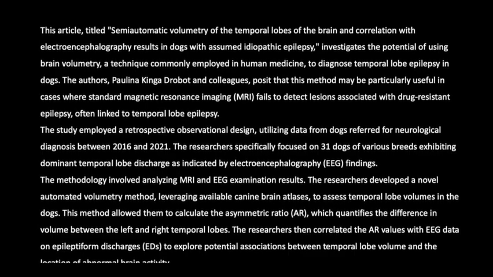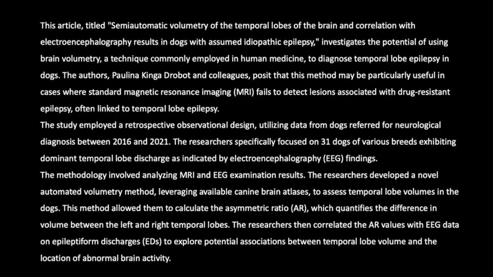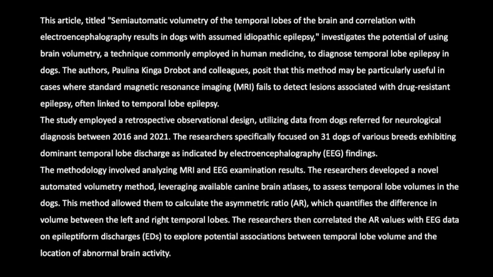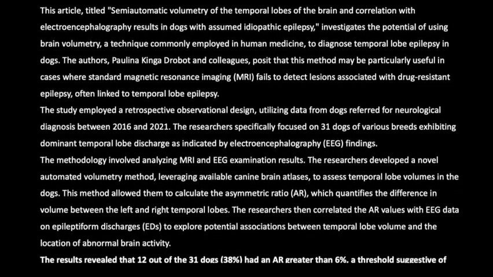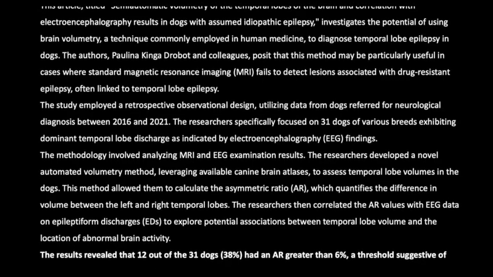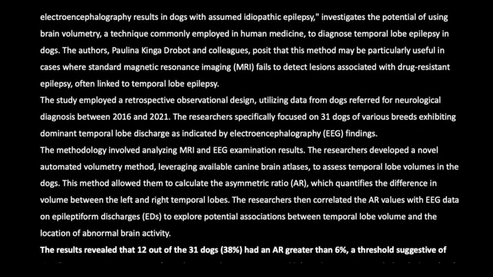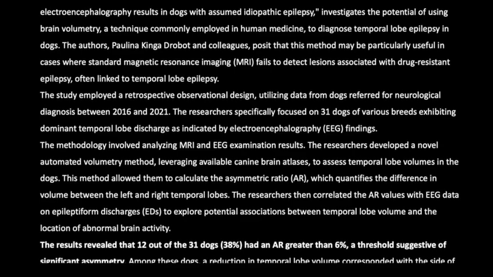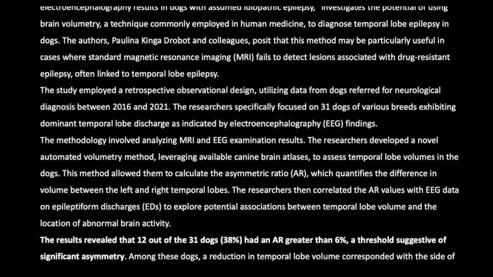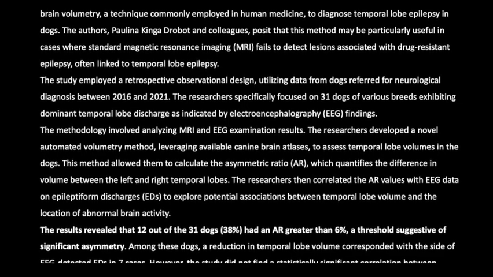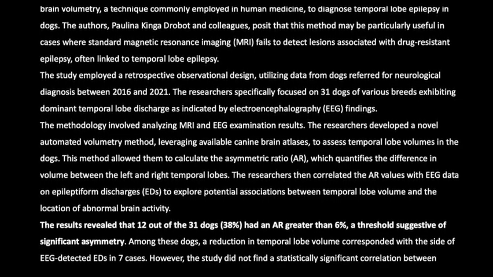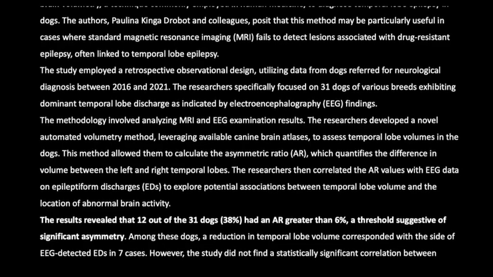The study employed a retrospective observational design, utilizing data from dogs referred for neurological diagnosis between 2016 and 2021. The researchers specifically focused on 31 dogs of various breeds exhibiting dominant temporal lobe discharge, as indicated by electroencephalography, EEG, findings. The methodology involved analyzing MRI and EEG examination results.